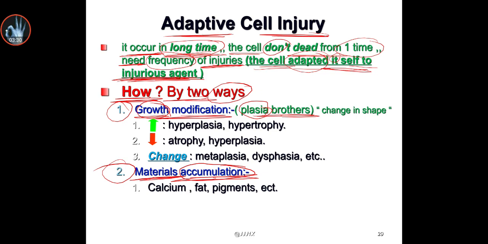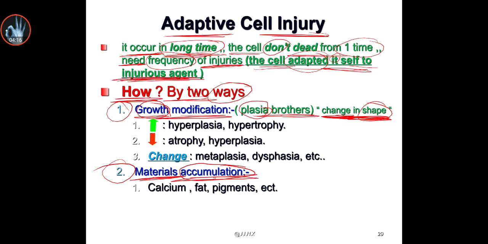So plasia brothers, there is other plasia like hyperplasia, hypoplasia. So when we say growth modification, we mean plasia brothers, change in the shape. يعني عملية تكيف الخلية للجرح يتم بواسطة طريقتين. حاجة اسمها growth modification اللي هو تعديل النمو، وتحدث في حاجة اسمها بليزيا براذرز، يعني عائلة البليزيا، وراح نتكلم على ميتابليزيا وهايبربليزيا بالتفصيل. وهذا عادة تكون فيها change in the shape، يعني يحصل تغير في شكل الخلية.